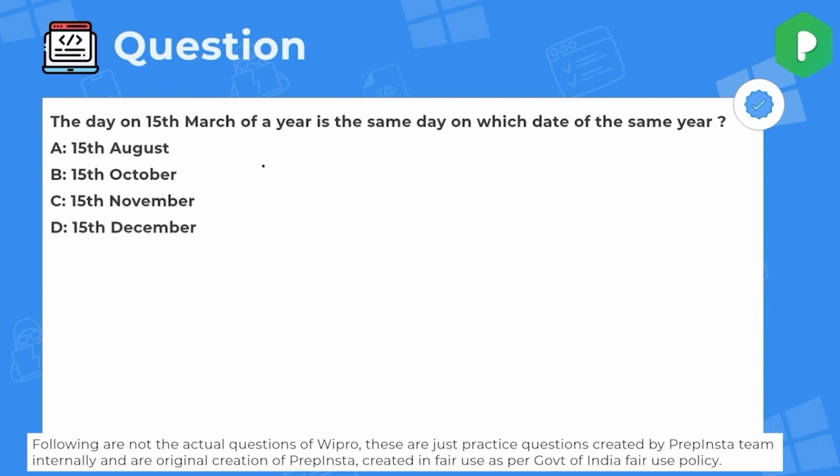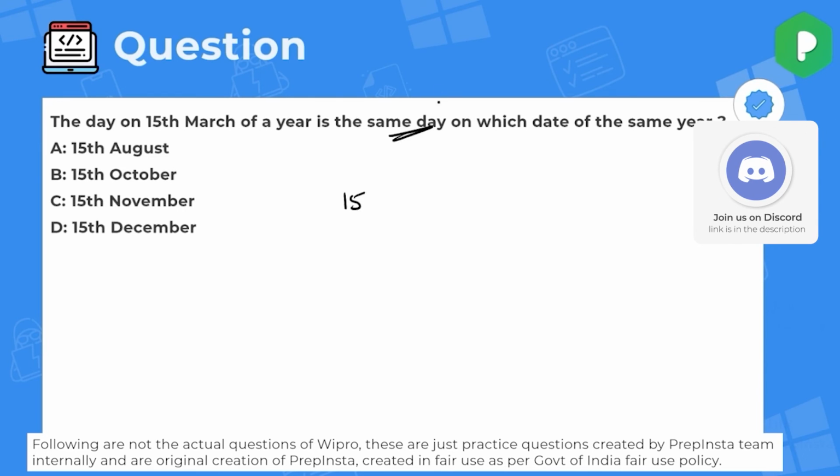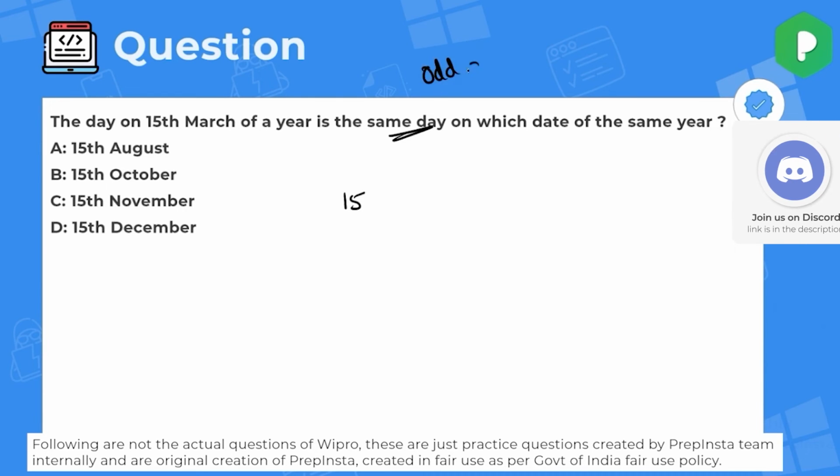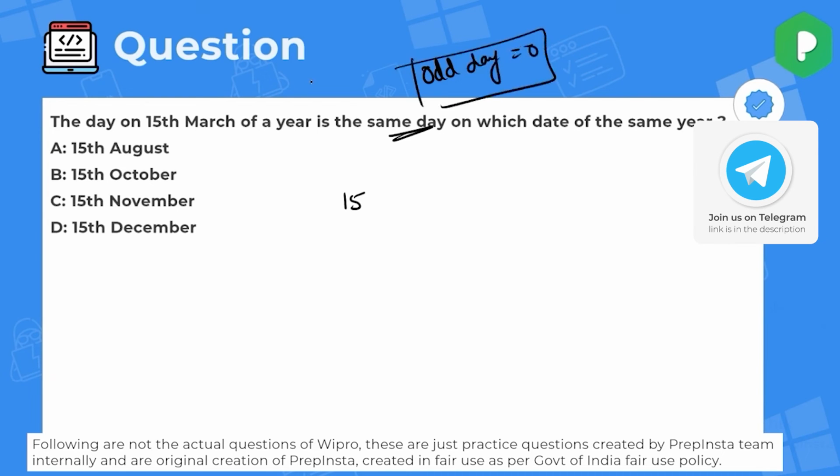I hope everyone has done well. Just look at the question now. How we will do it: the day 15th March. So we all know that in order to get the same day, the number of odd days must be equal to 0 between those two dates.